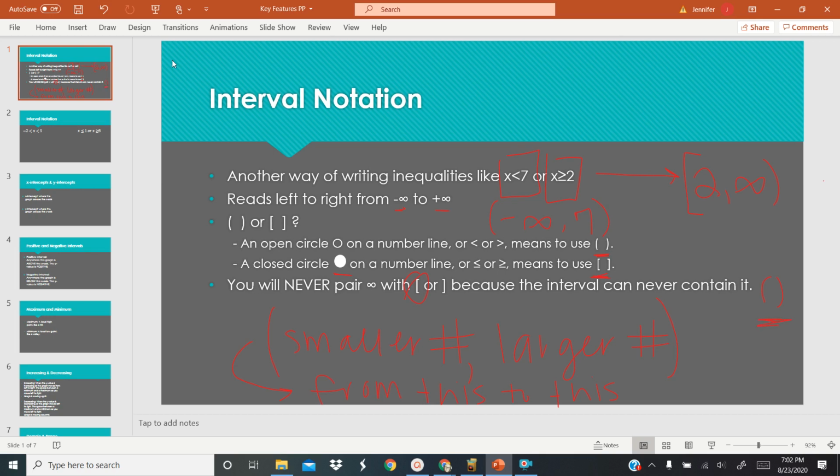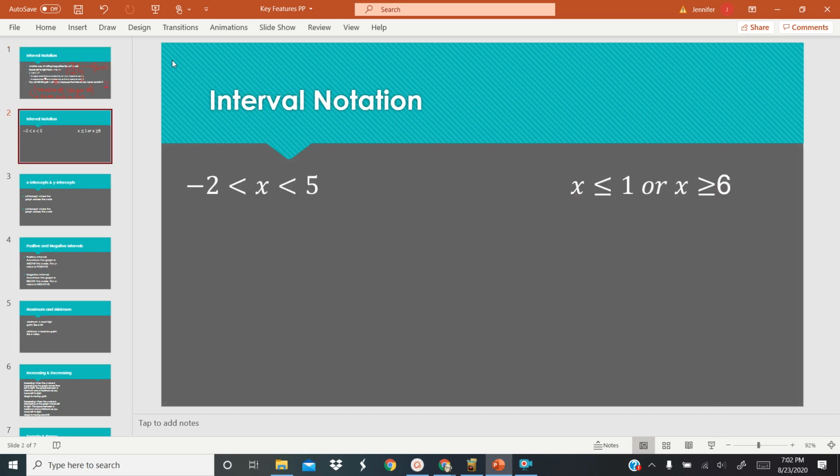So I just want to do a couple of examples real quick, and then I'm going to let you guys do some practice. My first example is -2 is less than x is less than 5. That means x is in between -2 and 5. My suggestion is when you see an interval like that, draw a number line for it. There are two numbers it gives us, -2 and 5, and x is going to be in between those two numbers.